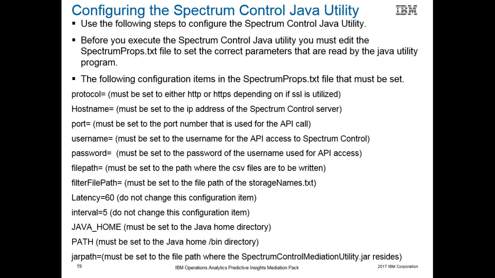The Java_home parameter must be set to the Java home directory. The path parameter must be set to the Java home bin directory. Finally, the jar path parameter is used to specify the location where the Spectrum Control Java utility resides.